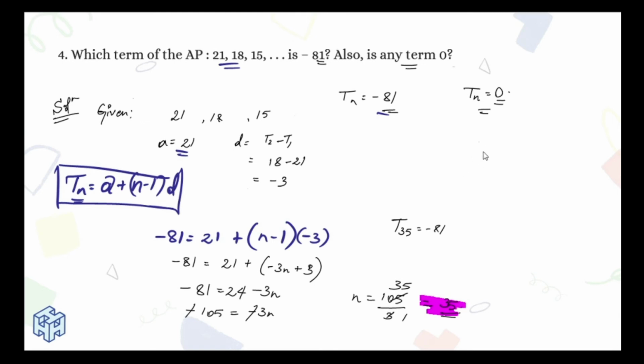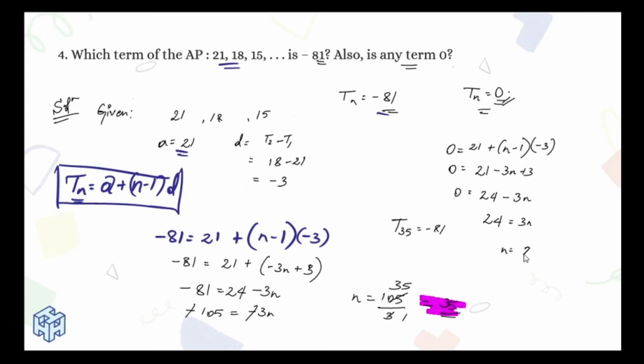So again, substitute the given values in the formula, that is 0 is equal to Tn. We don't know n, therefore it will be 0 is equal to a, which is 21, plus n minus 1 into d, which is minus 3. So again, 0 is equal to 21 minus 3n plus 3, which gives 0 is equal to 24 minus 3n. When we equate, we get 24 is equal to 3n.